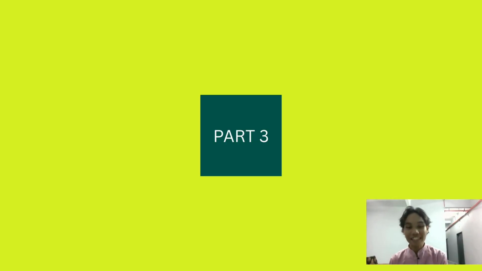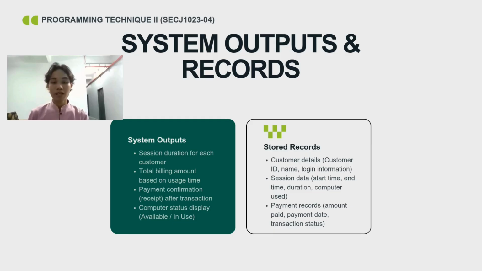Now, I will explain the system outputs, stored records, and reports generated by our cyber cafe system. The system generates several outputs such as session duration, total billing amount, and payment confirmation after each transaction. It also shows the computer status, whether it is available or in use. In addition, the system stores important records, including customer details, session data, and payment information. These records are used for tracking and generating reports.